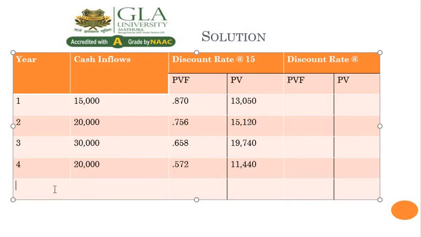Now the gross present value, GPV, is 13,050 plus 15,120 plus 19,740 plus 11,440, which equals 59,350. This is our gross present value at the higher rate, and it is less than the initial investment, so the NPV is negative. Our next rate has to be lower than 15%.